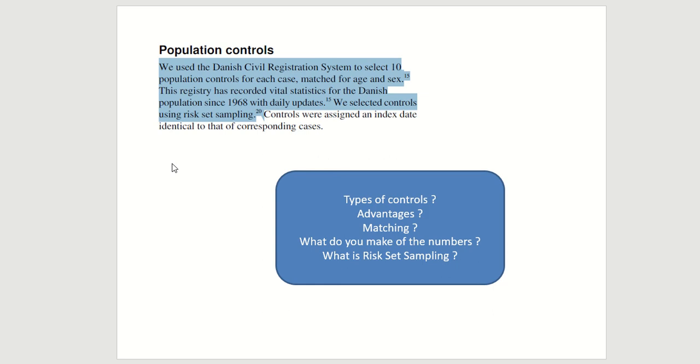The advantage of the population is that you can calculate something. Remember, we said you can estimate the risk if your cases are incident cases and your controls are good controls representing the population. Was there matching? Actually, yes, and they do say that, saying matched for age and sex. What do you make of the numbers? So how many controls per case? They got 10 controls per case.